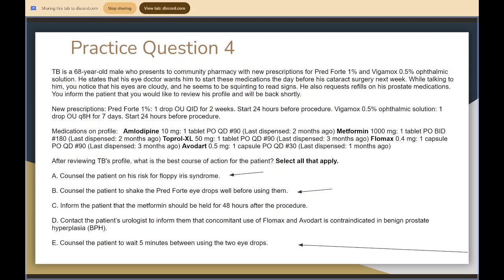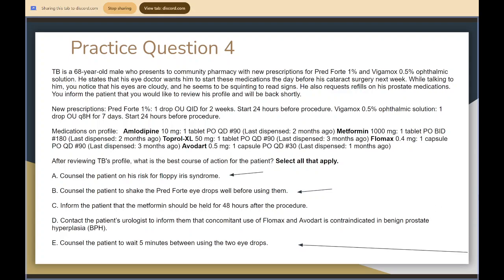Now, C is incorrect. Prior to major surgery, we can withhold metformin, and with procedures that involve iodinated contrast. So this procedure would not require holding of metformin, and even if there was contrast involved, we would contact the prescriber to discuss the best course of action.